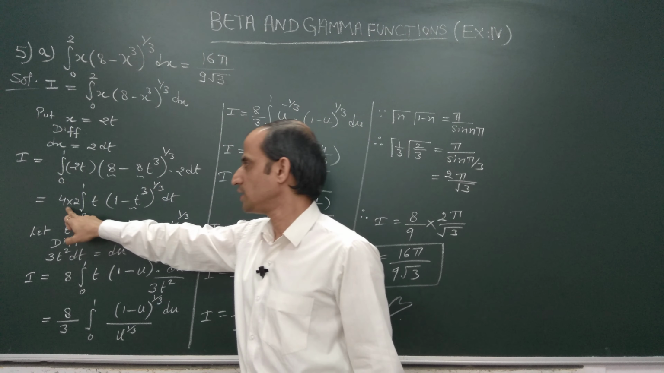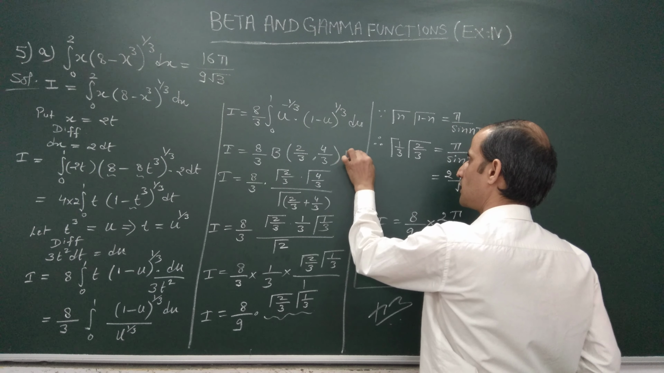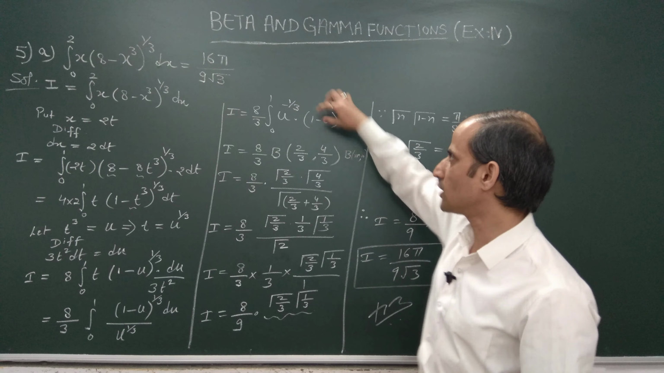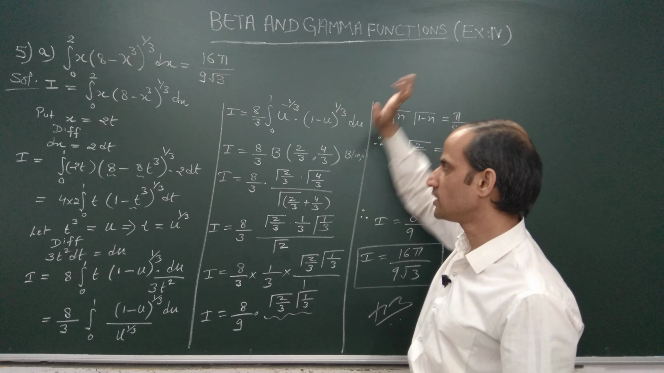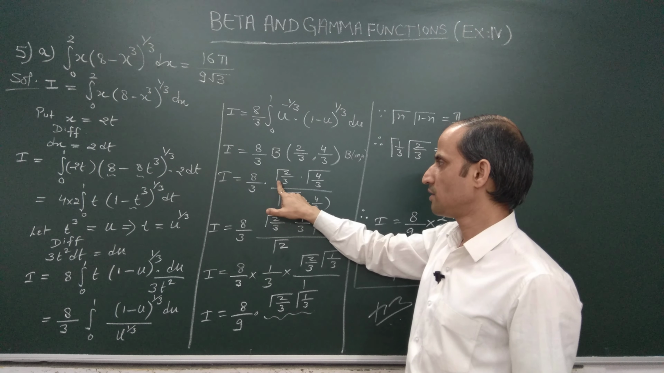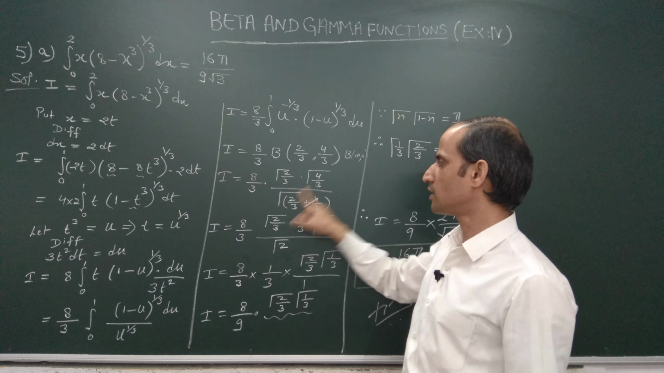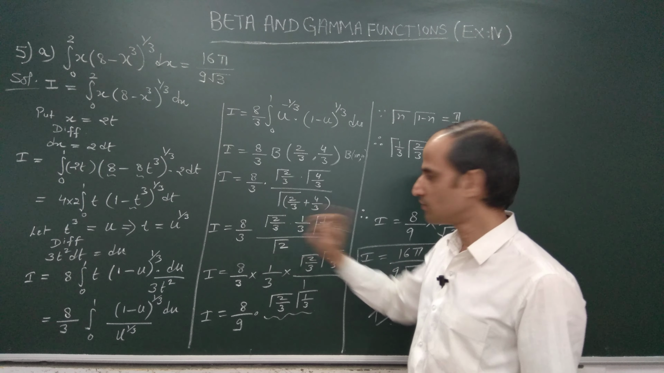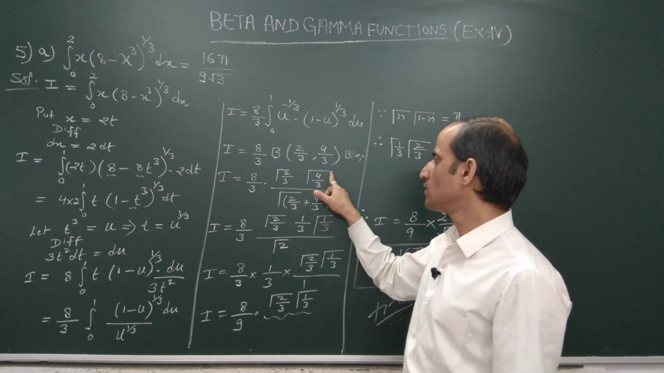Now by the property this integral is equal to beta m comma n. What is the formula for beta m comma n? m and n are calculated by adding 1 to the powers. Adding 1 here gives 2/3, adding 1 here gives 4/3. By the formula, beta m comma n is gamma m into gamma n upon gamma m plus n. On simplification we get 2 upon 3 gamma as it is, and 4 upon 3 can be written as 1 upon 3 into gamma 1/3.